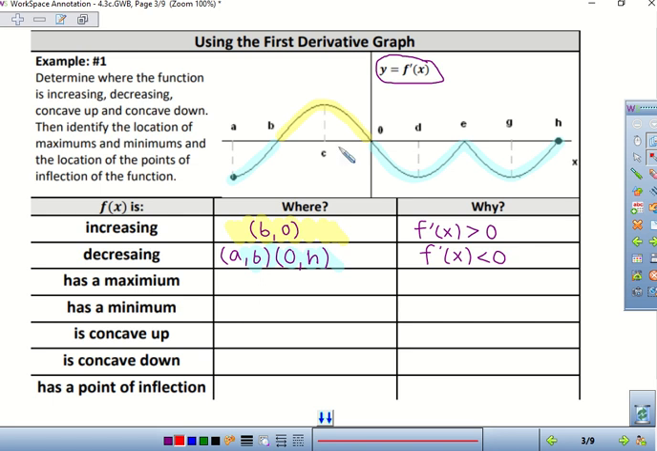Next one, we're going to determine where we have a maximum and minimum. So we know that maximums and minimums occur when the derivative goes from positive to negative or negative to positive, which occur here and here, right? That's the two spots where we change sign of the derivative. So everybody see that? Okay. So this one right here goes from negative to positive. So negative to positive looks like this. That creates a what? Minimum. A minimum. So we know we have a minimum at x equals b.